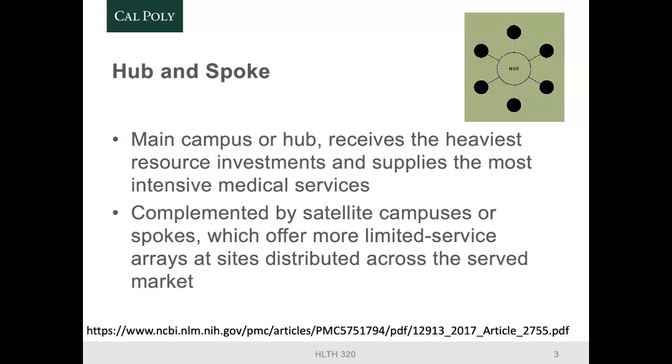So the satellite campuses offer more limited services, but they route patients needing more intensive services to that hub for treatment. The hub and spoke model is a highly scalable, efficient design with satellites being added as needed or desired. In cases where spoke to hub access proves impractical, additional hubs can be developed.